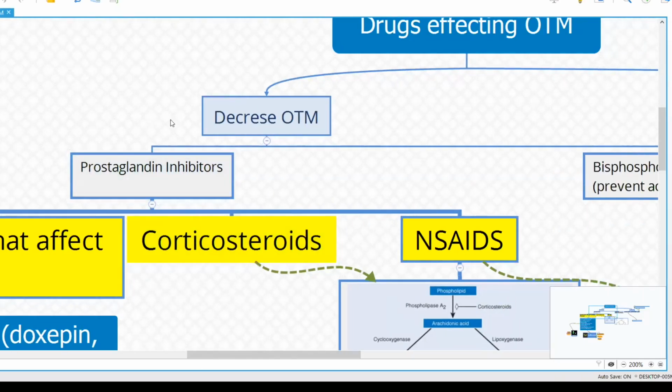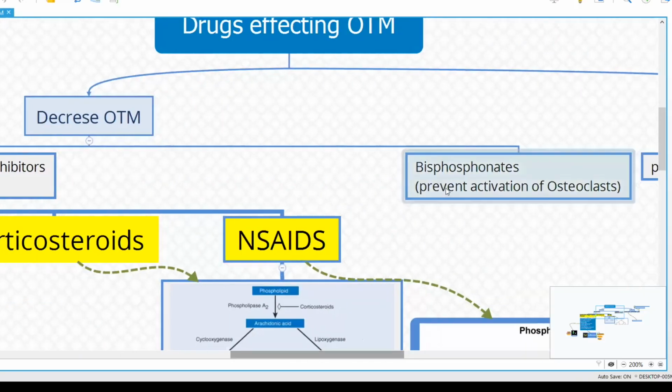Prostaglandin inhibitors: as you all are aware, prostaglandin synthesis is a very important step of inflammation, and prostaglandins are basically inflammatory mediators. If something is inhibiting the production of prostaglandin, it is influencing inflammation, and this will decrease orthodontic tooth movement. The second category of drug is the bisphosphonates. How do bisphosphonates work? Because bisphosphonates prevent the activation of the osteoclast.